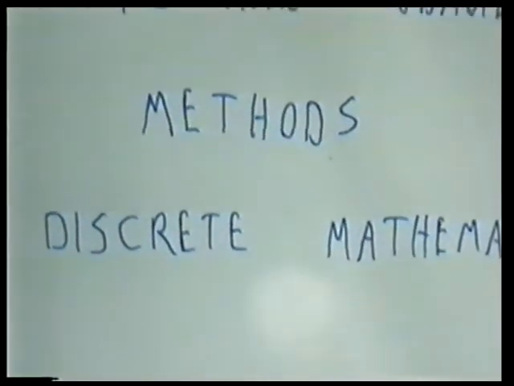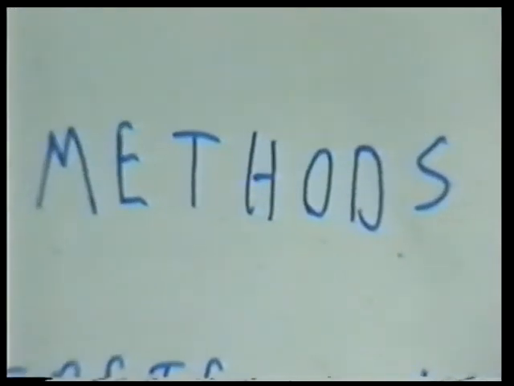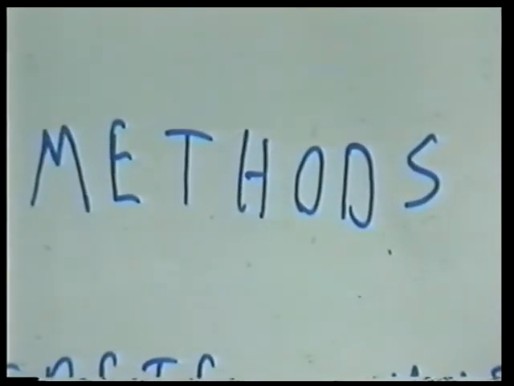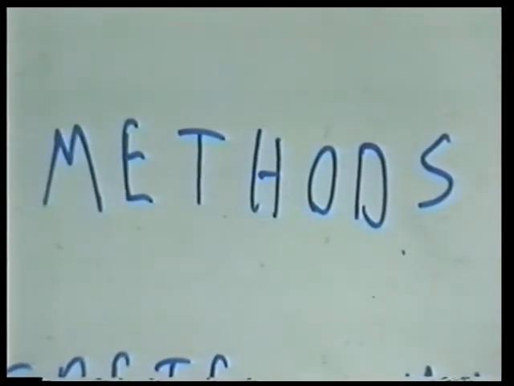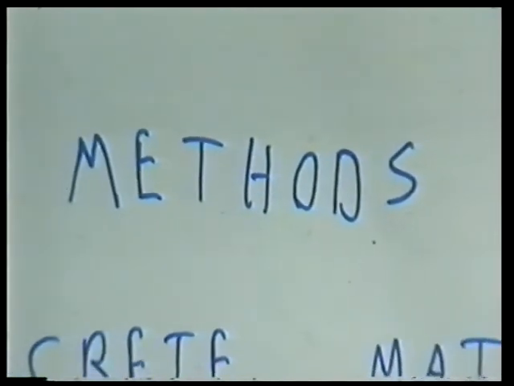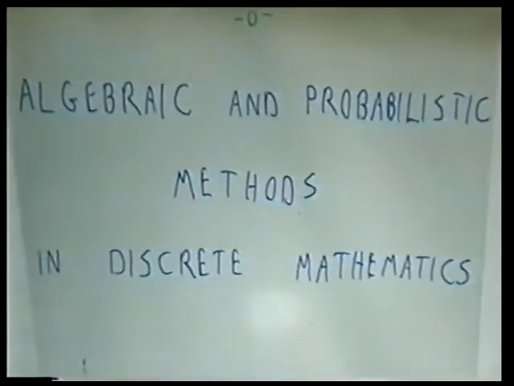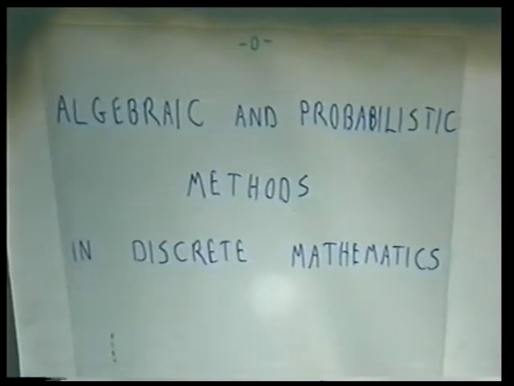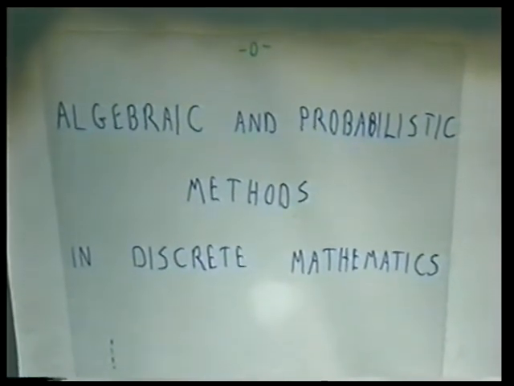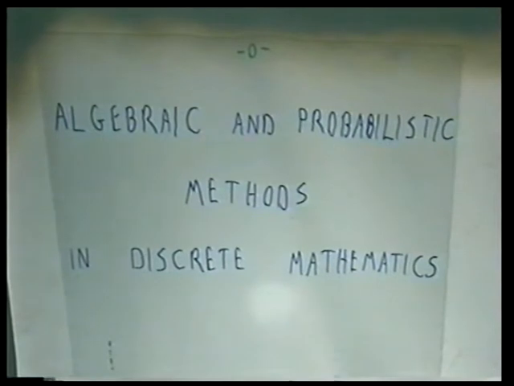What I want to discuss is two general techniques that have been quite successful in discrete mathematics in the last decades. And I'm pretty sure it will keep being successful in the future too. I'll try to give you some examples that illustrate these techniques and then maybe make some speculations about the future.